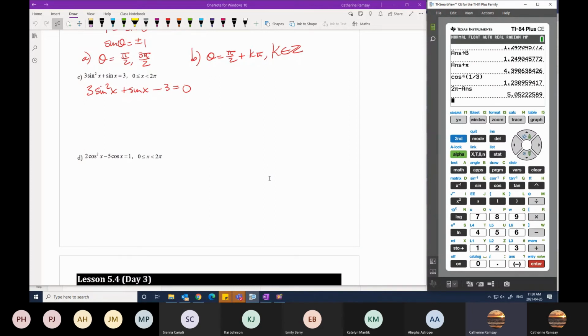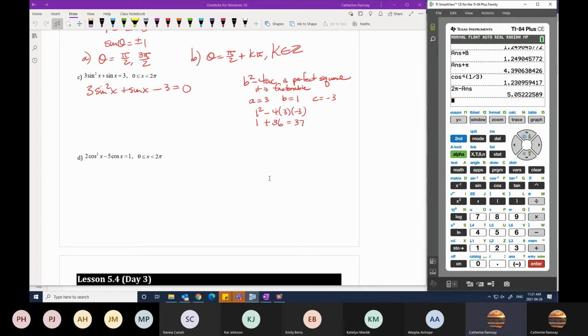And just remember, the way I can tell if it's factorable or not is if b squared minus 4ac is a perfect square, then it's factorable. So just to check, I have a is 3, b is 1 and c is negative 3. So b squared would be 1 squared minus 4 times 3 times negative 3. So this is 1 plus 36, which gives me 37. So definitely it was not factorable.